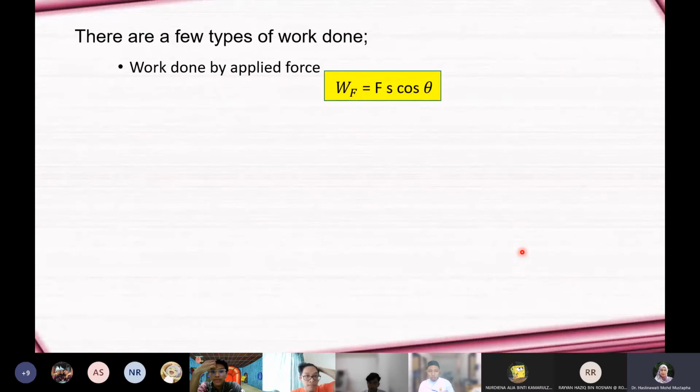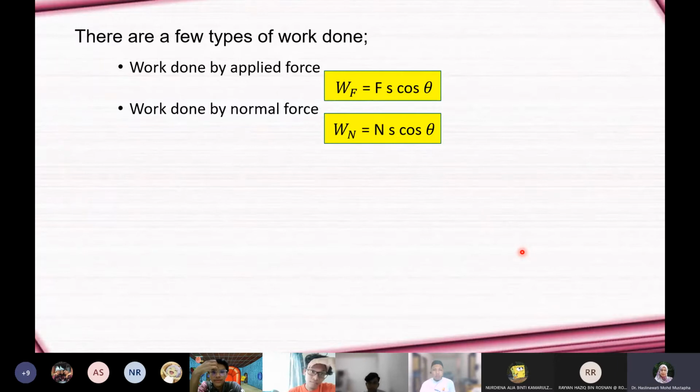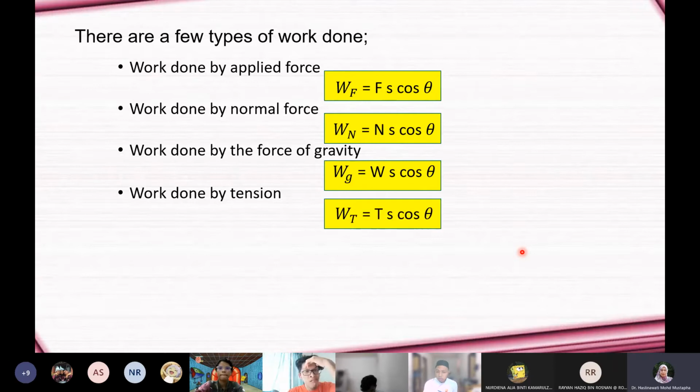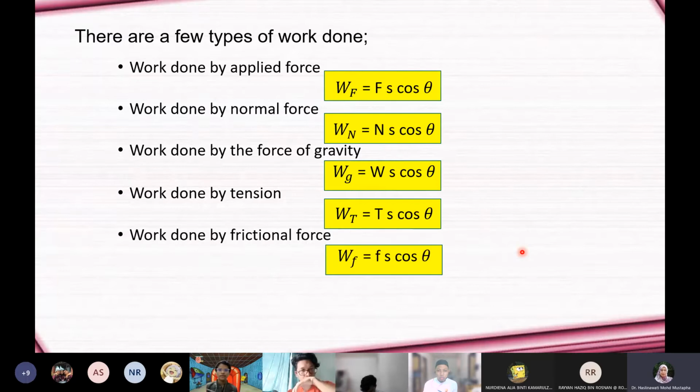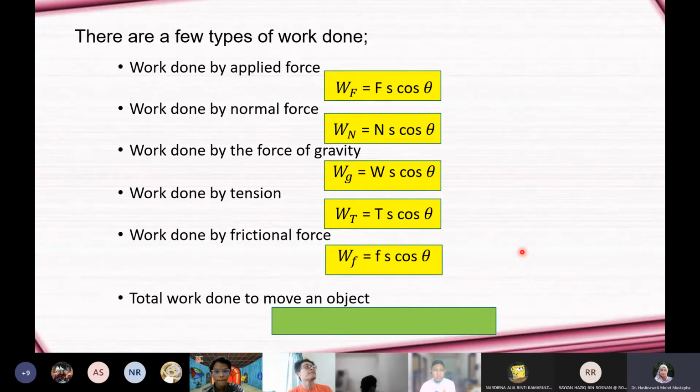Okay, there are work done. Kita ada beberapa jenis work done. Work done by applied force, macam yang kita bagi tahu tadi, WF is equal to Fs cos theta. Work done by normal force, Wn is equal to Ns cos theta. Work done by the force of gravity, Wg is equal to Ws cos theta. Work done by tension, Wt is equal to Ts cos theta. Work done by frictional force, Wf is equal to Fs cos theta. And total work done to move an object, you kena tambahkan semua sekali lah.